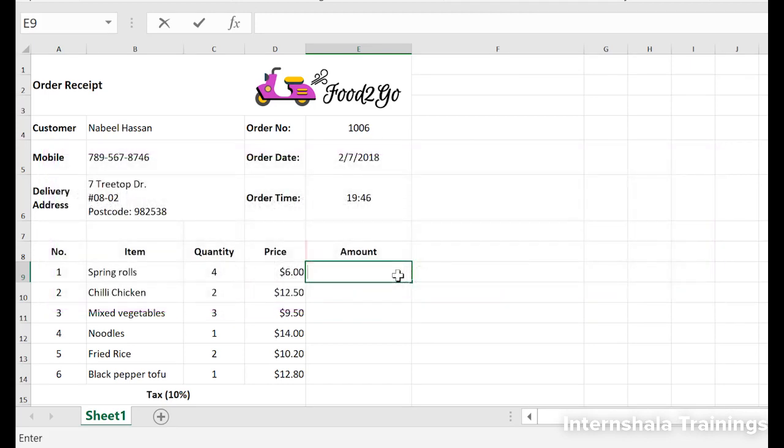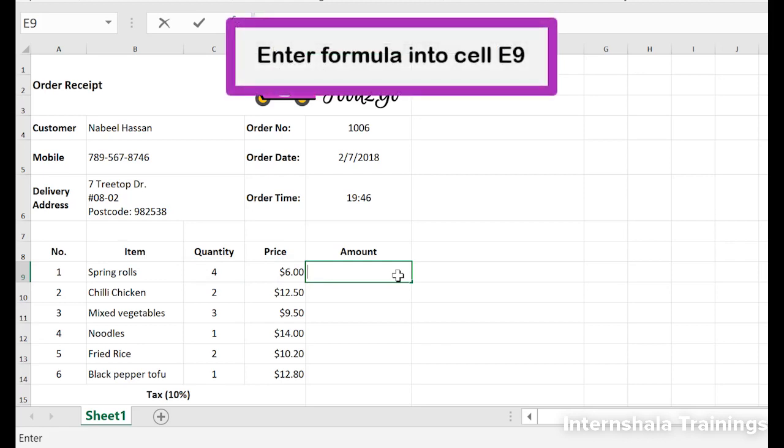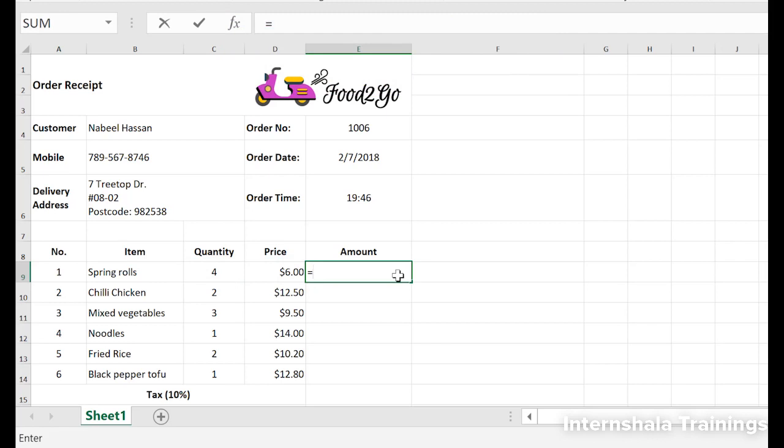So to find the total amount for spring rolls, we need to tell Excel to multiply the quantity by price per portion, but instead of entering the actual numbers, just tell Excel which cells contain this information by giving their cell reference. So in cell E9, we start off with an equal sign, which tells Excel we are writing a formula. Notice how it appears both in the cell and in the formula bar.